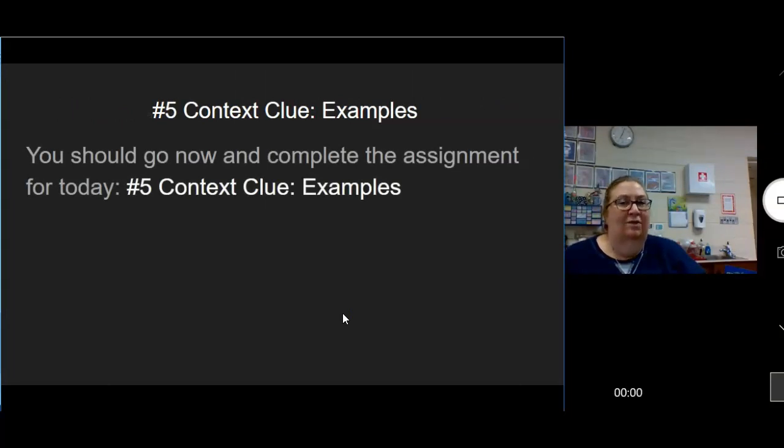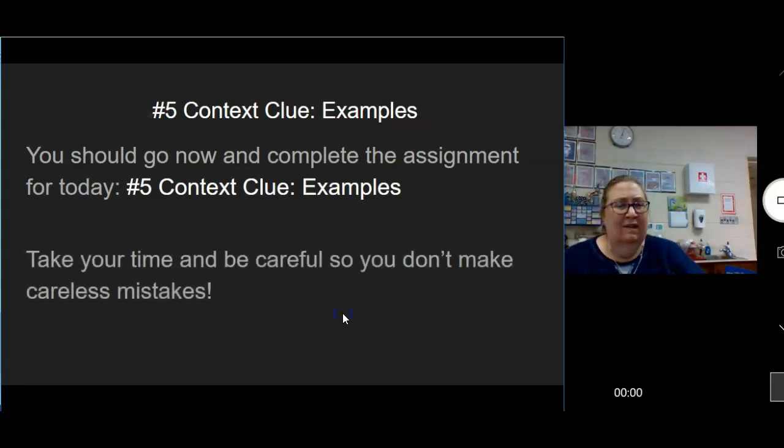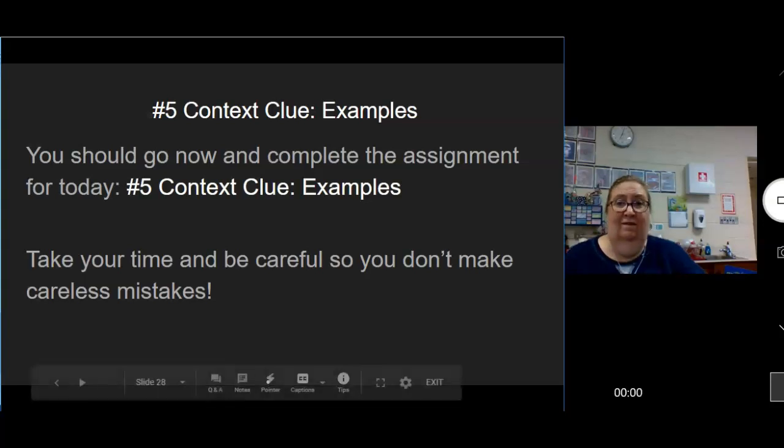So today you're going to do number 5 context clues, because this is our 5th type of context clues, the examples. I'm not going to tell you you should get a 100 on this because it's a little bit trickier. I think it's possible, super, super possible. But I do think it would be easy to make careless mistakes. I want to show you what this form looks like. Let's see if I can pull that up for you.